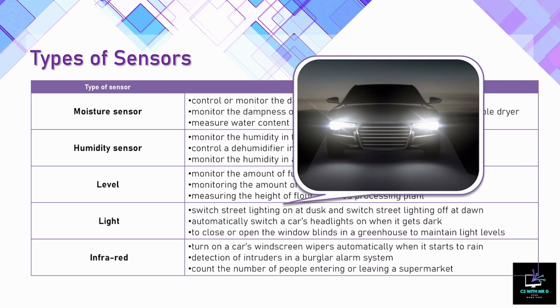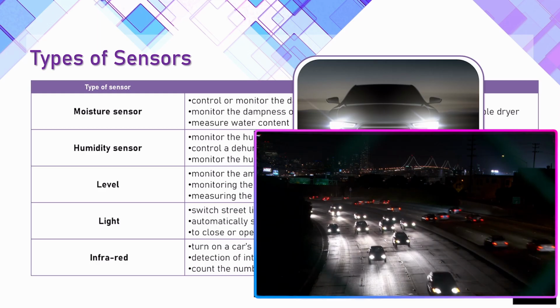A light sensor, nice and easy, will just determine how much light is around the sensor. It can sense certain light levels, not just on or off. Another perfect example from a car is when you're driving through a tunnel and your lights instantly come on. This is because the light sensor detects that it's gone dark and automatically switches your lights on for you.